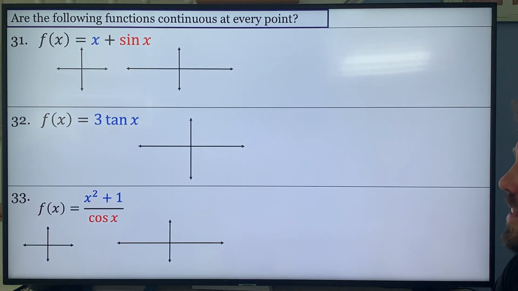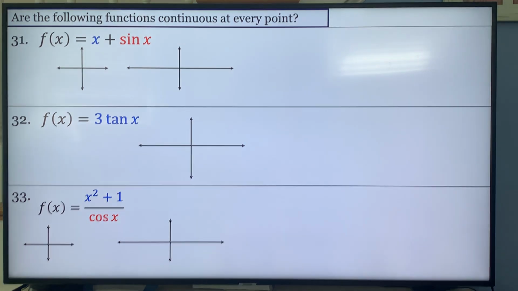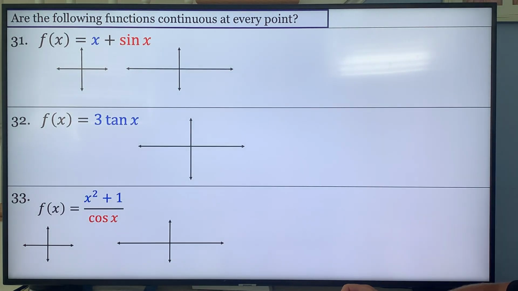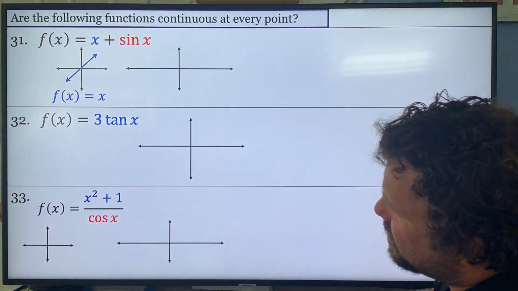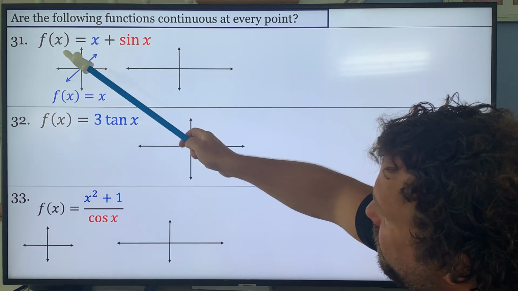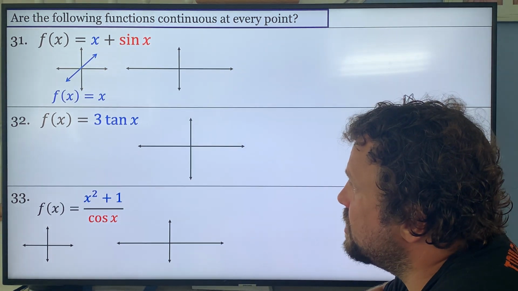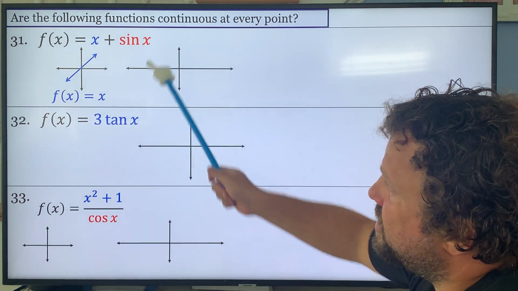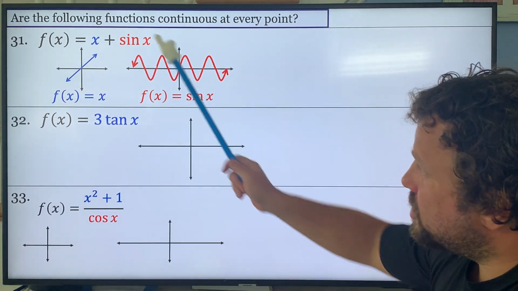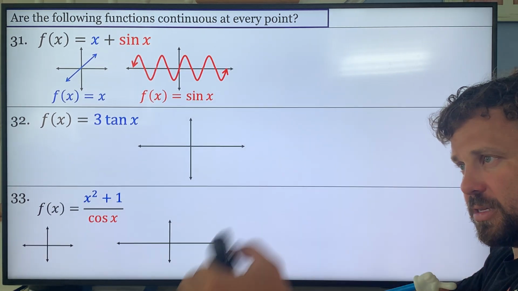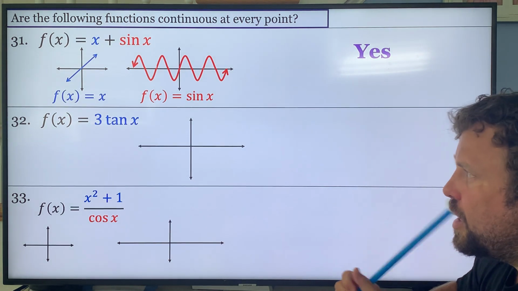So let's go look at this now. Are the functions continuous at every point? So first one, what do you think? I'll just do these graphs to show you. The graph of x, all right, identity graph, wherever x is, y is. That's continuous at every point. Sine x, continuous at every point. So since they're both continuous at every point, due to the sum theorem, yes, it is continuous at every point. What about 32?